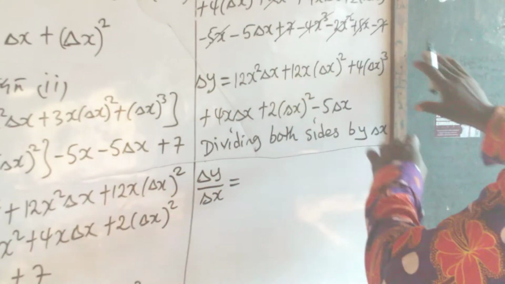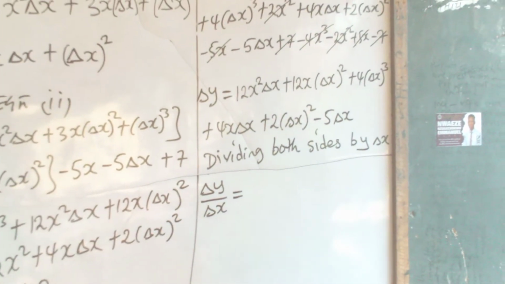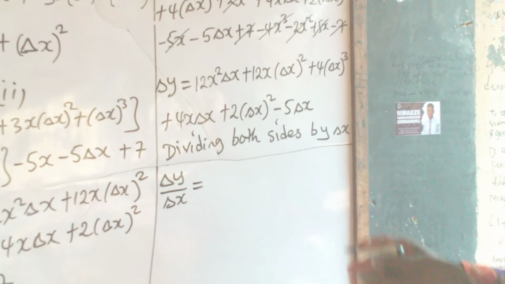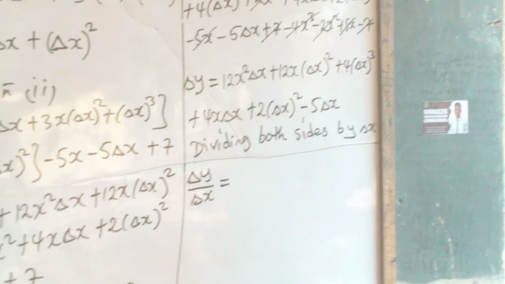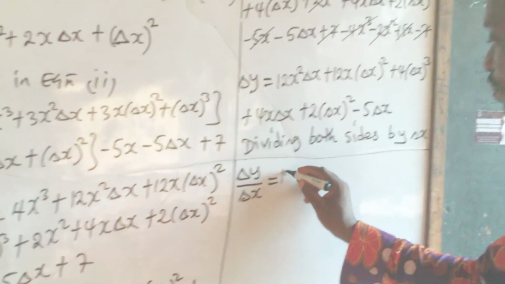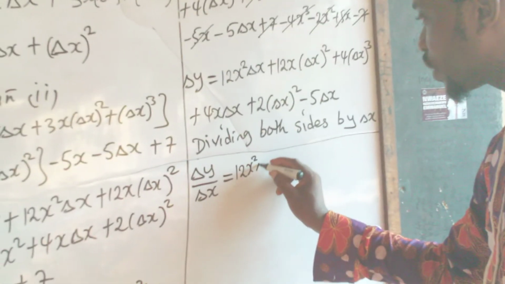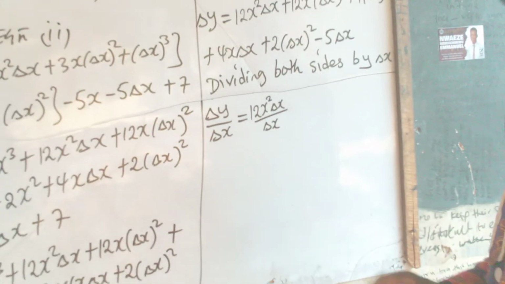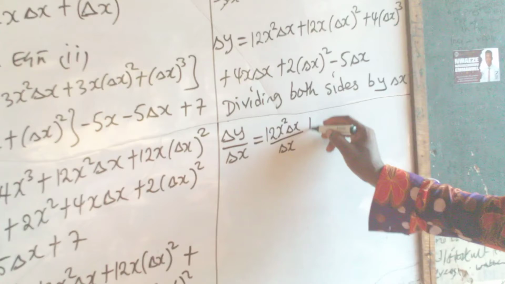So when you do that, you have change in y over change in s will give you. So we're going to divide term by term. A term is separated from another term with plus or minus. So each term now, we're going to divide by change in s. So when you do that, you have 12s change in s, you divide it by change in s. That we are through with that term. You go to the next term.